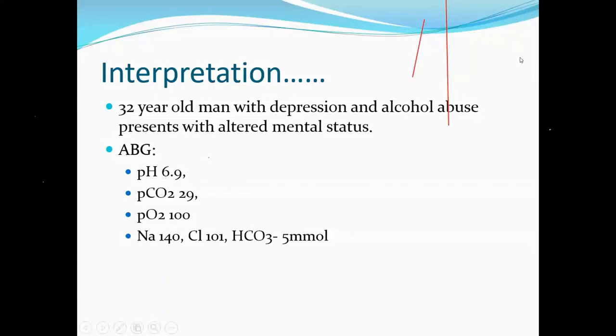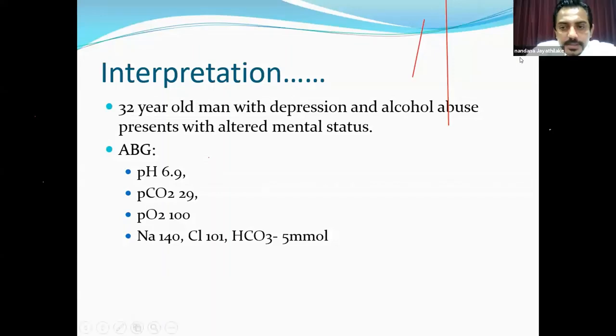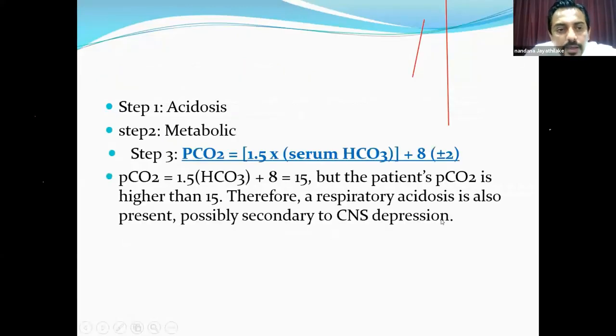Metabolic acidosis with partial compensation. Yes, good. Step 1, it's a metabolic acidosis. Step 3, PCO2 equals 1.5 times serum bicarbonate plus 8. 1.5 times bicarbonate 5 is 7.5, plus 8, altogether around 15.